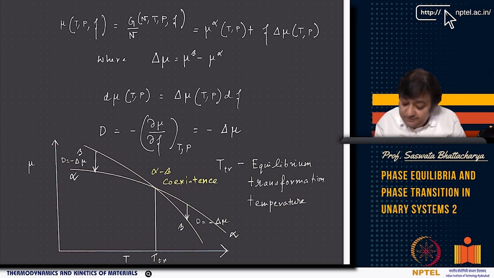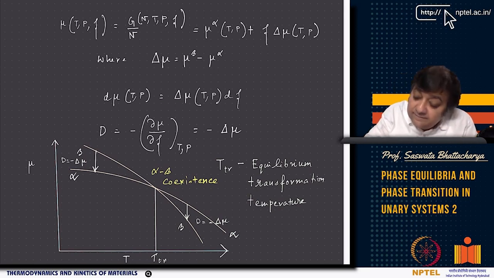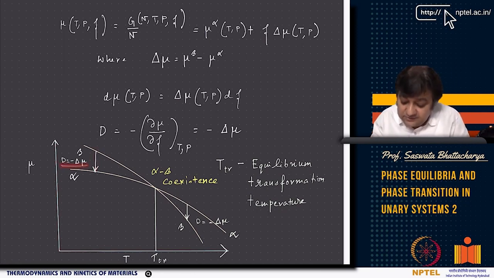Now, if you are below T_TR, you are seeing beta has more energy per mole than alpha. So, beta will transform to alpha. Here d is equal to minus delta mu, which is minus of mu beta minus mu alpha. Mu beta is greater than mu alpha, so beta will transform to alpha.